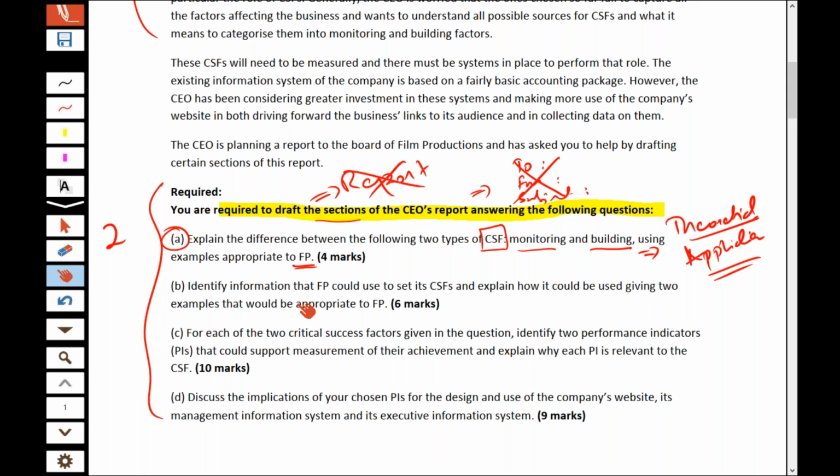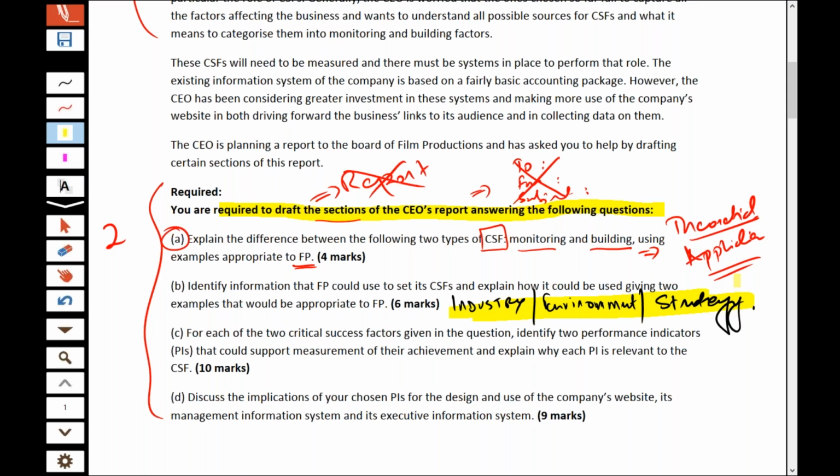So it says identify the information that FP could use to set its critical success factors. If you could recall when we discussed the critical success factor, I told you that there are different sources of the critical success factor. Amongst the different sources, the industry in which you operate, the environment in which you are operating, the strategy that you have adopted as a business, all of that could be the information used to set your critical success factors.